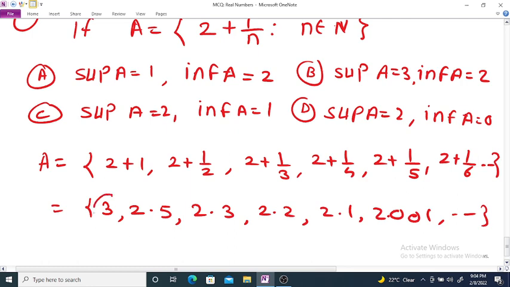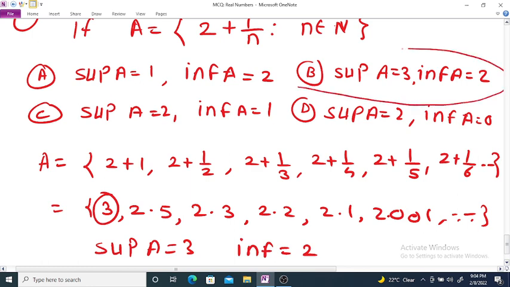So here the supremum of A is 3 and this sequence is what? A decreasing sequence, and its limiting point is what? 2. So here the supremum of A is equal to 3 and the infimum of A is equal to 2. So the correct option is what? Supremum is 3 and infimum is equal to what? 2.